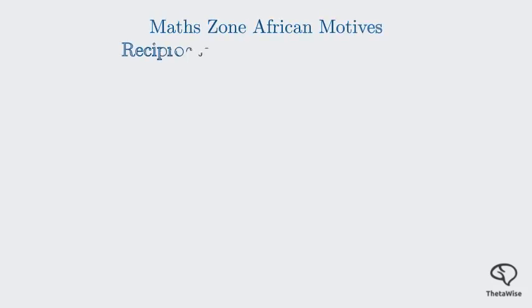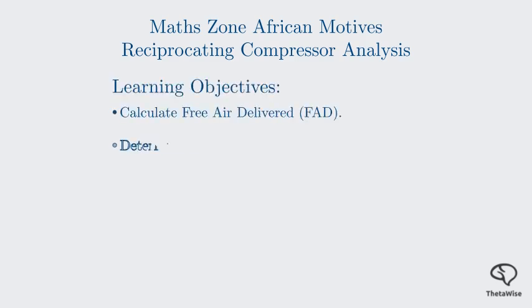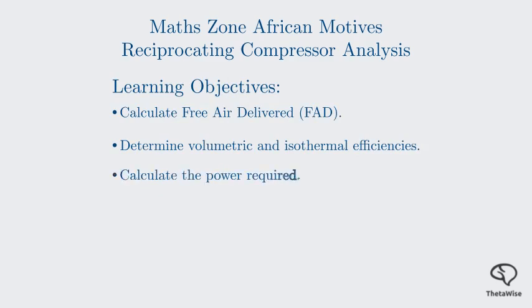Today, we're diving into a detailed tutorial on analyzing the performance of a reciprocating compressor. We'll be working through a specific question, covering everything from the free air delivered to the compressor's efficiency and power. Our goals for this session are to learn how to calculate the volume of free air delivered, determine the volumetric and isothermal efficiencies, and finally, calculate the power required to drive the compressor cycle. We will be solving a specific problem step by step, making sure to explain each formula and concept along the way. Let's begin by introducing the problem.